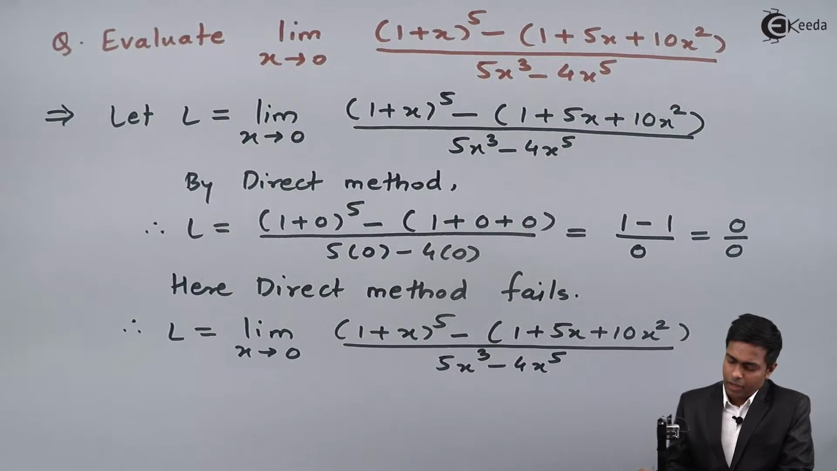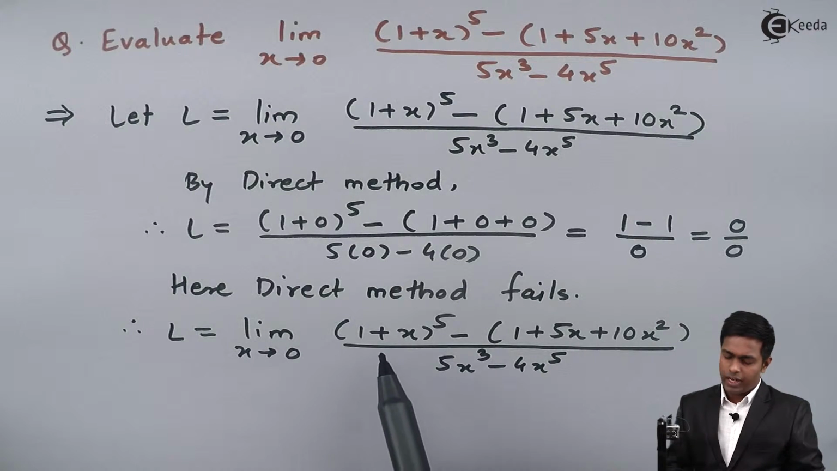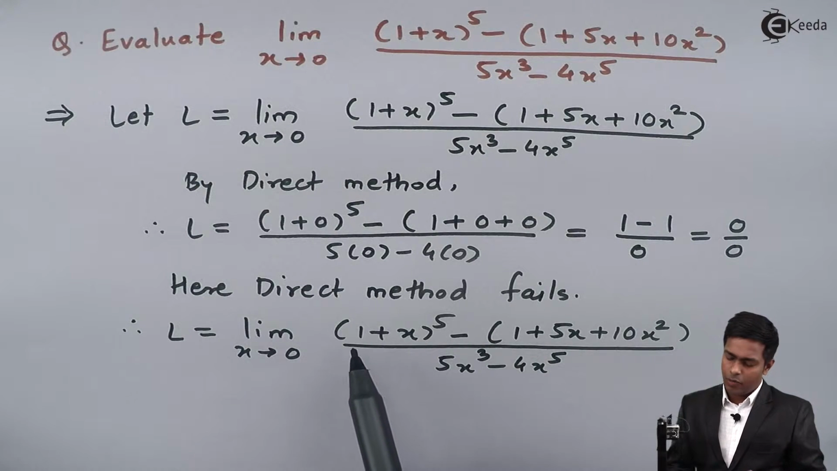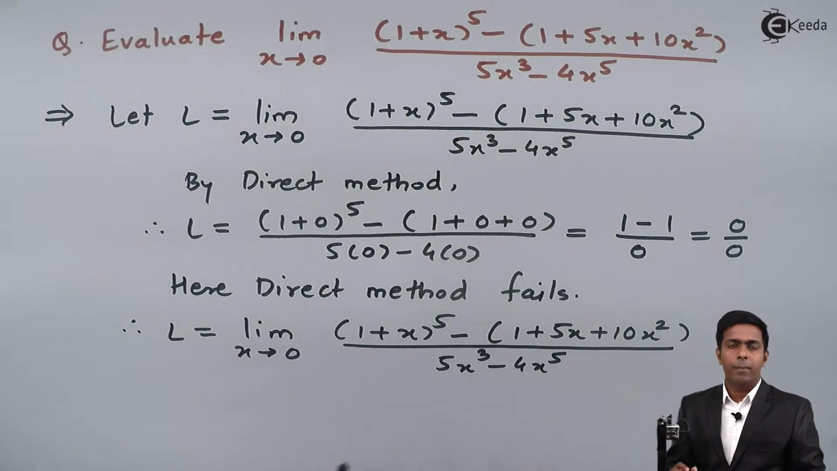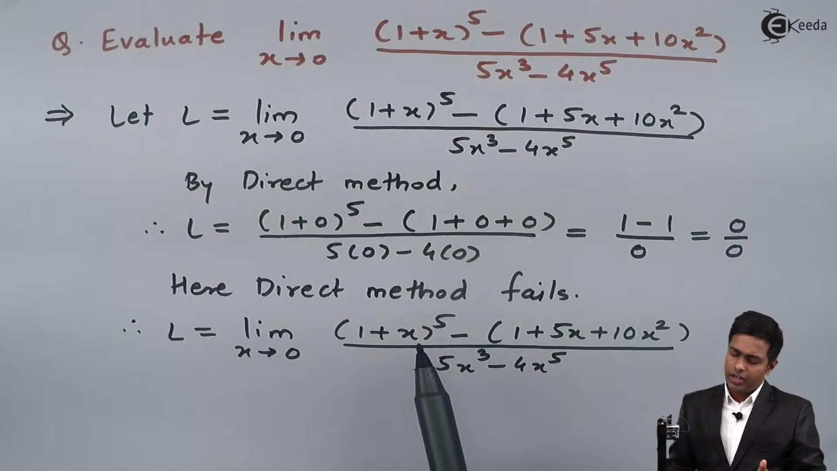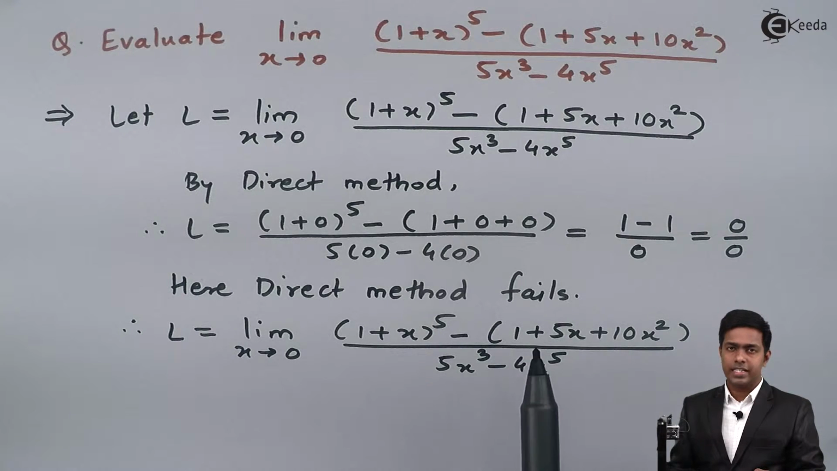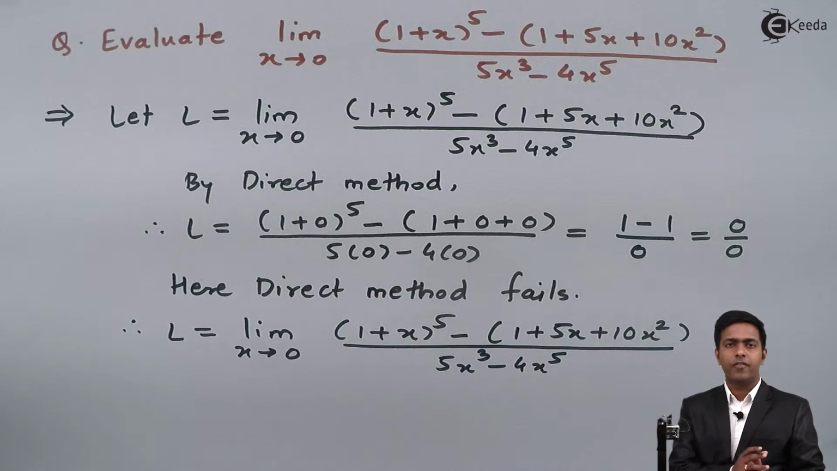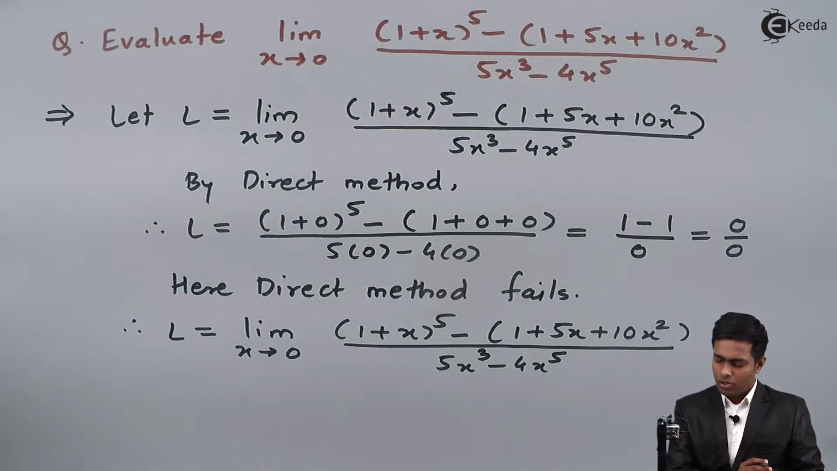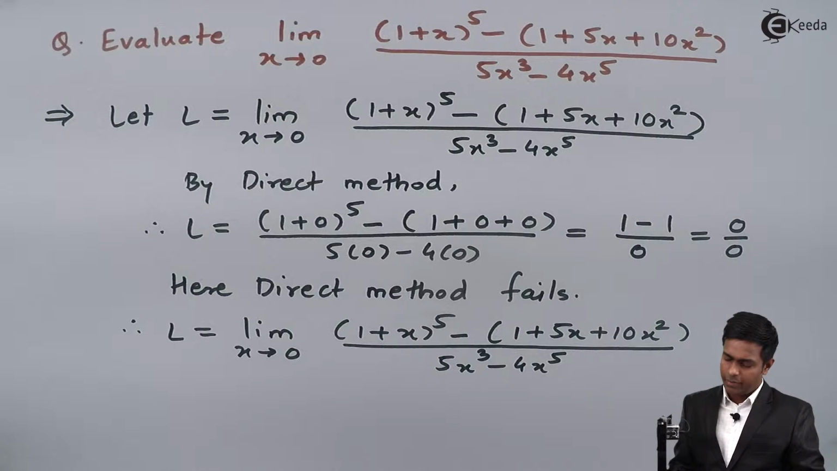Now here if you observe the numerator, in the numerator we have 1 plus x raised to 5. So we can find out the (1 plus x) raised to 5 by using the binomial theorem, and after that we'll cancel the terms which are opposite in sign from the numerator, and by doing the simplification we can get the value. So what is binomial theorem? Let me tell you.